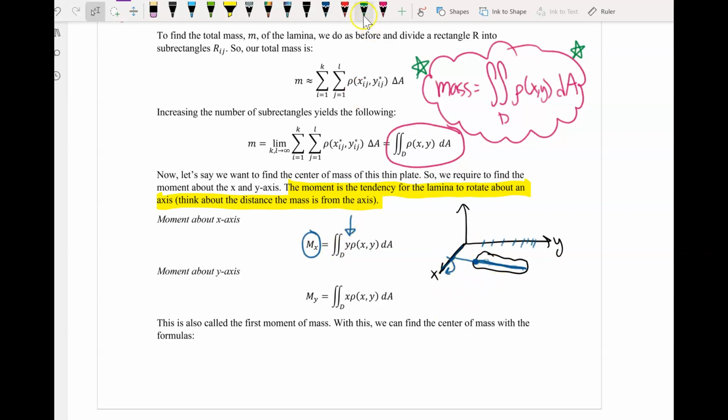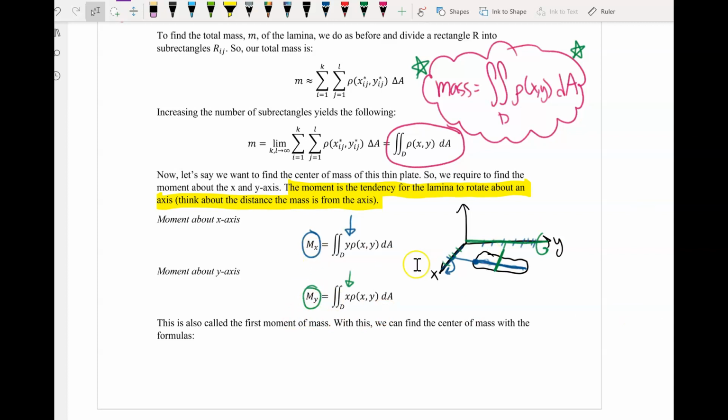Similarly, you can do the same thing with the moment about the y-axis, finding the tendency for it to rotate around the y-axis. You take the y-axis and look at all of the different values in this direction. Notice that all of those values correspond with the x. That's why the x is right there. So you're summing up the distance from the axis to every single point. That's why we have the y times the density, which gives us the moment about the x-axis. Same thing with the moment about the y-axis. We call this the first moment of mass.